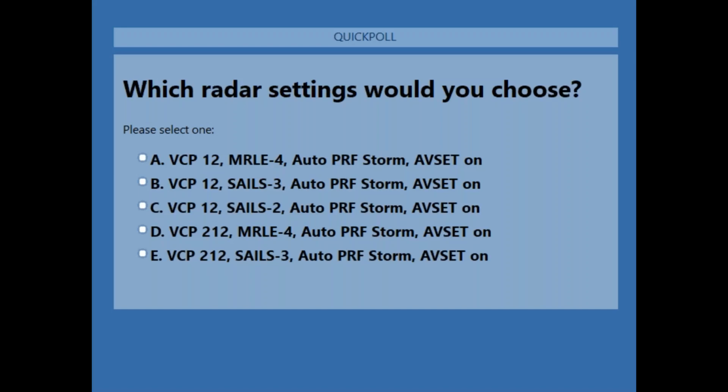Yeah, we're at about 37% voted in strong preference towards A, VCP 12 with Merl 4. All right, and I think that's awesome. That's some quality critical thinking. We have changed the settings now probably 3 times in 3 different scenarios for the same event.